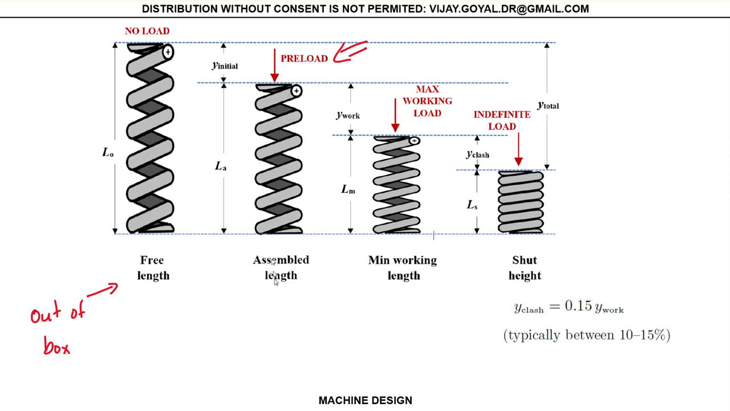Okay, and this is what we call the assembly length, and I'm going to call it LA. Then I'm going to call the minimum working length, this is at the maximum working load. So this is Y work. And then this is Y clash. Y clash is what happens when you are actually completely compressed and this is completely shut. There's no spacing left between one coil and the other.